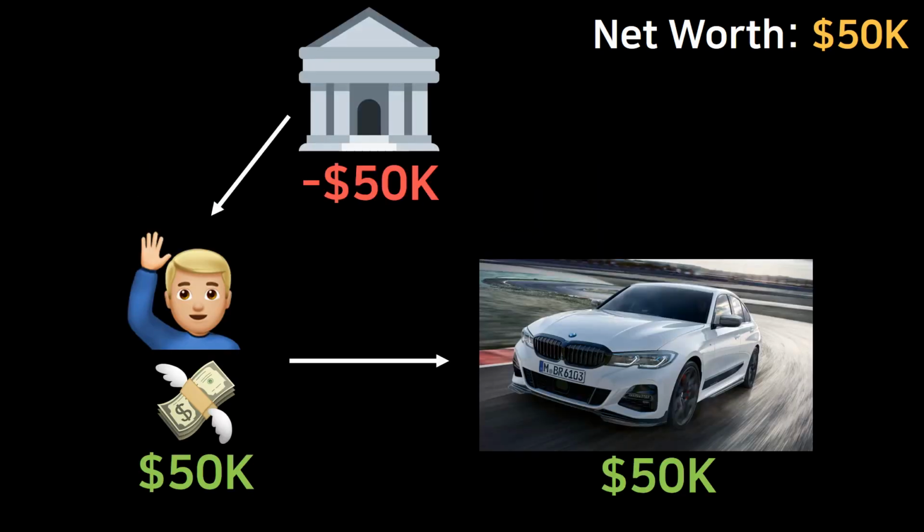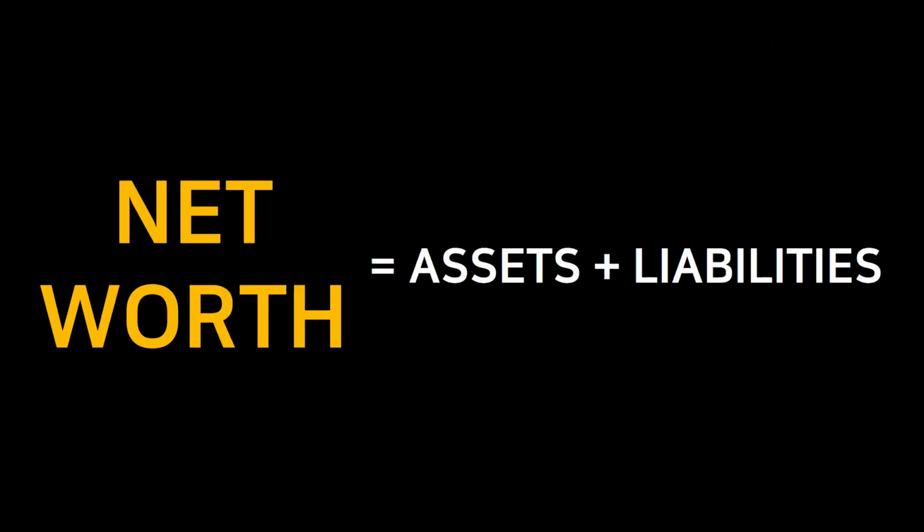On the other hand, if you purchase the car by getting a loan, you'll have $50,000 in cash and a $50,000 car, but you'll also have a $50,000 debt that you need to pay back. So your net worth will remain at $50,000. This explains why net worth equals assets plus liabilities.